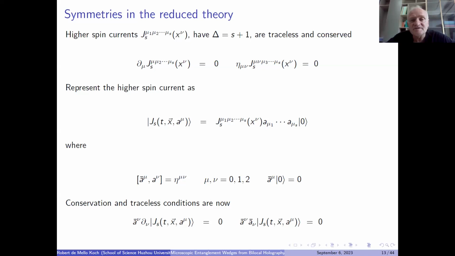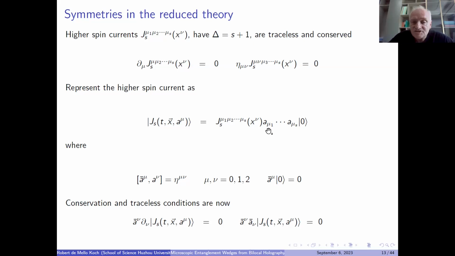So our higher spin currents are conserved. That's the first equation that you see, and traceless, that's the second equation. What we're going to do, this is going to really make the description much simpler, is we're going to introduce a Fock space description, not because we've quantized anything, but just to deal with tensor indices. And the current will be represented as a vector inside Fock space.